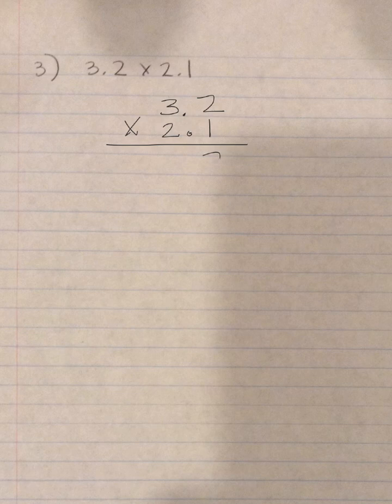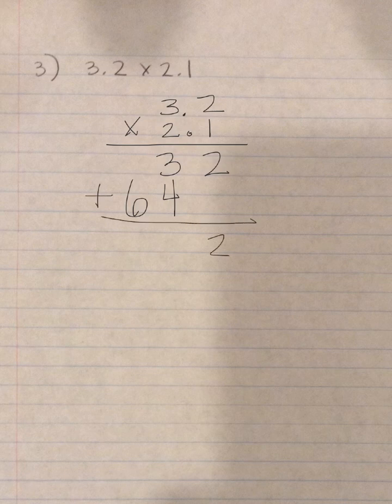1 times 2 is 2. 1 times 3 is 3. Move over one space to the left and multiply 2 times 2 is 4. 2 times 3 is 6. And I'm going to add those up. 2 plus nothing is 2. 3 plus 4 is 7. Nothing plus 6 is 6.